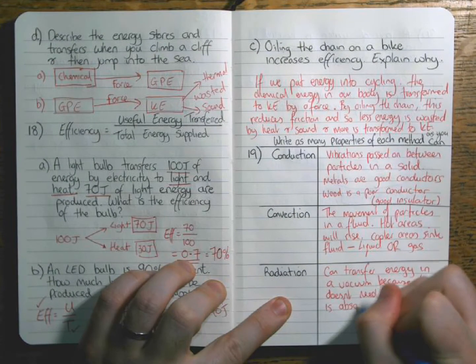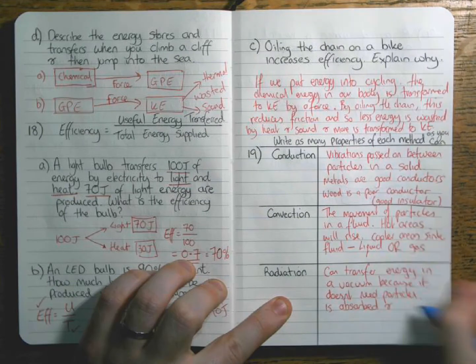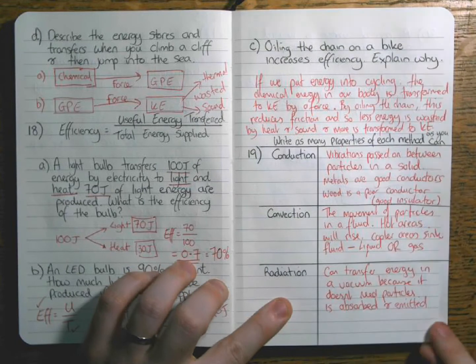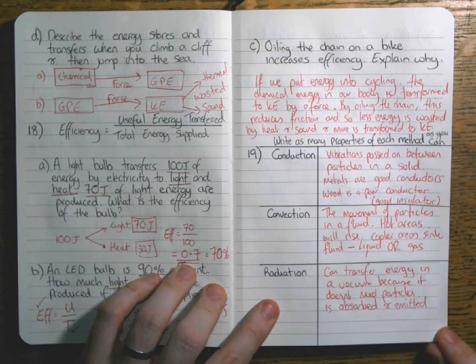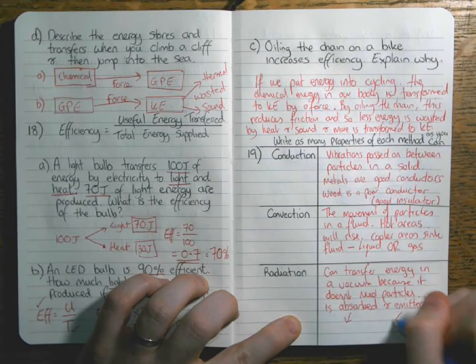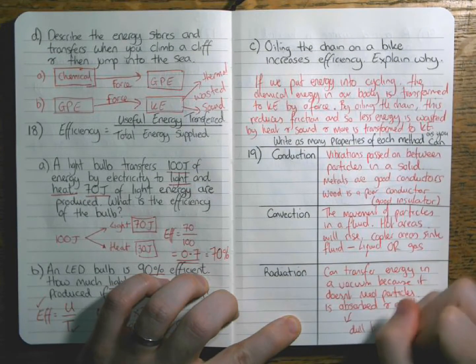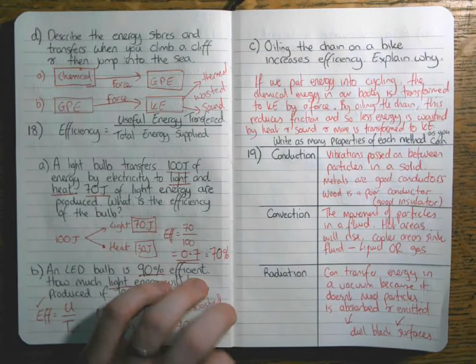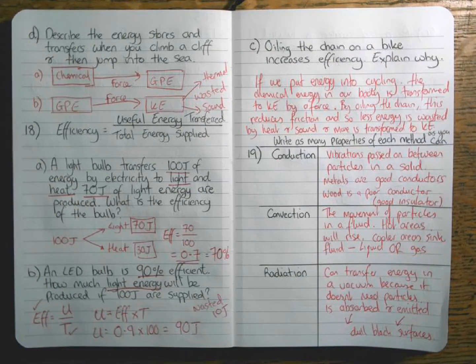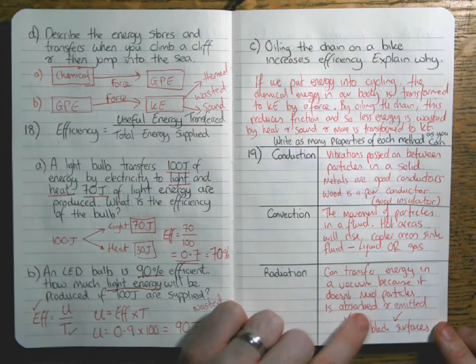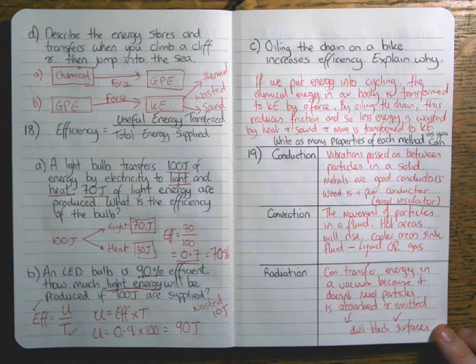Radiation can be absorbed, which means it can be taken in, and it can be emitted, which means it can be given off. It's absorbed and emitted best by dull black surfaces. So something like leather seats in a car often tend to get very, very hot, and that's because they're able to absorb a lot of the infrared radiation from the sun, and because they've absorbed a lot of it, they're also able to emit a lot of it as well.